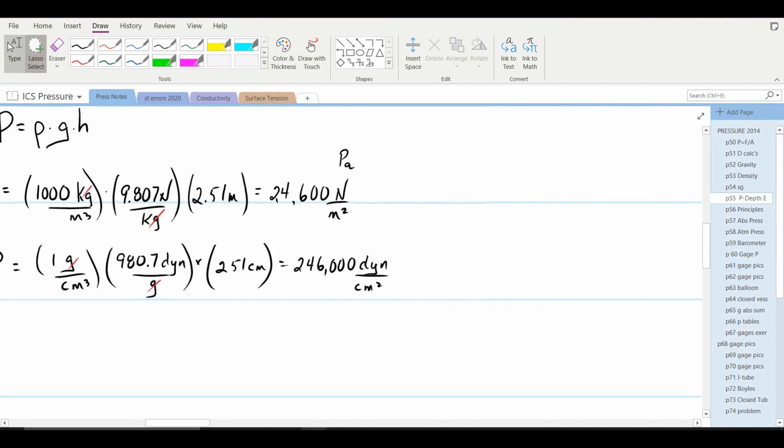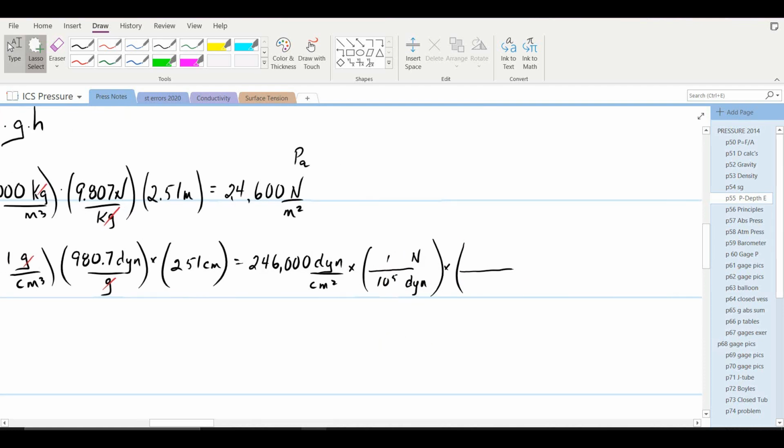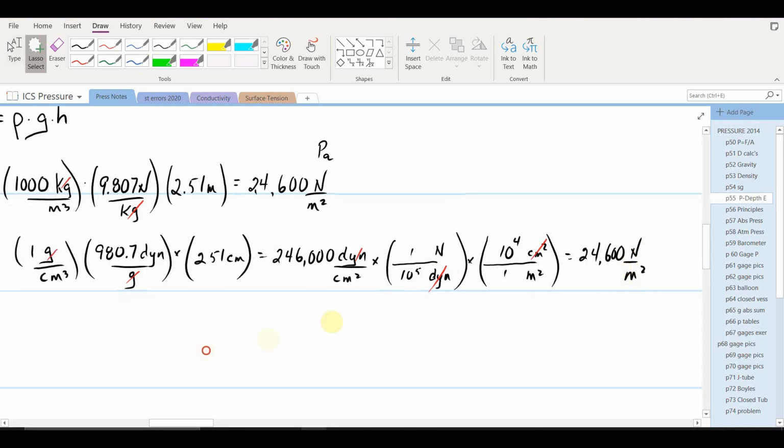I want to convert that to newtons per square meter. We saw previously how to convert from dynes to newtons. There were 10 to the 5 dynes makes a newton. We want to convert from per square centimeter to per square meter. We saw previously that 10 to the 4 square centimeters is equal to 1 square meter. So basically we're dividing by 10. This becomes 24,600 newtons per square meter, or pascals.